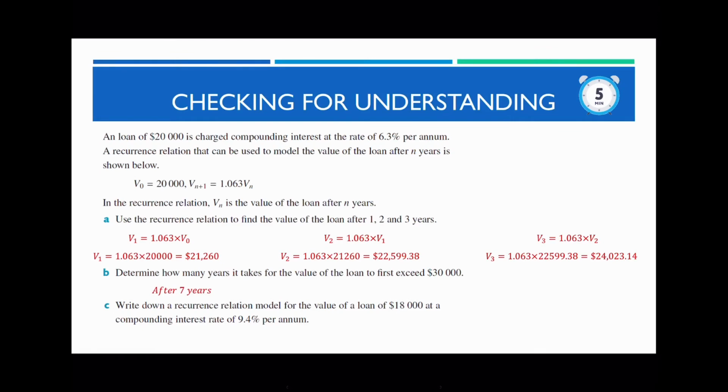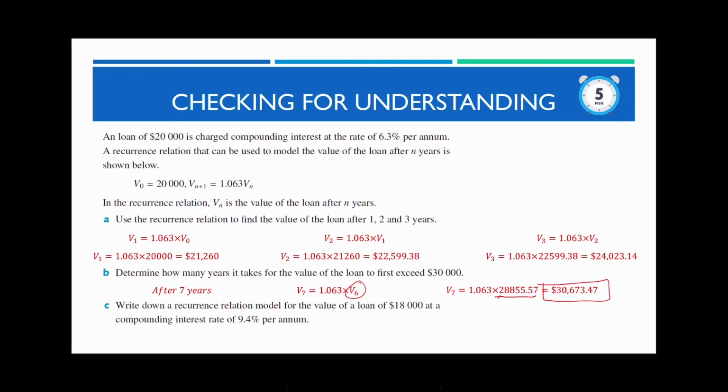And if you were to prove this, doing this exact same step, V7 in this case would be 1.063 multiplied by V6. And if you found out what V6 is, then V6 is going to equal $28,855.57. And if you multiply this, notice how this value now exceeds $30,000, which is why 7 years is the answer.